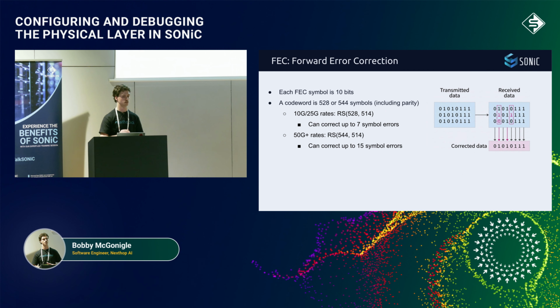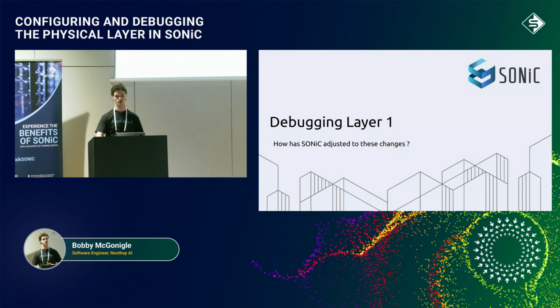So this corresponds exactly with FEC histograms, if you've seen the debug output for those. Bin 0 is 0 symbols needed to be corrected, whereas bin 15 is 15 symbols needed to be corrected. Anything after 15, FEC couldn't do its job, and you'll get uncorrectable codewords and ultimately a link flap.